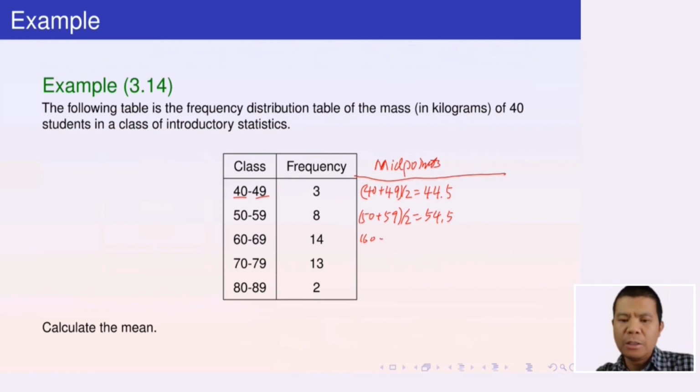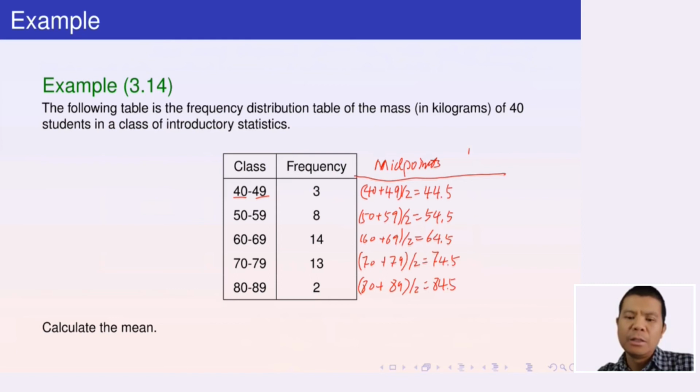And similarly here, 60 plus 69 over 2, that's 64.5. And 70 plus 79 over 2, that's 74.5. Finally, 80 plus 89 over 2, that's 84.5. So we got all the midpoints, right?